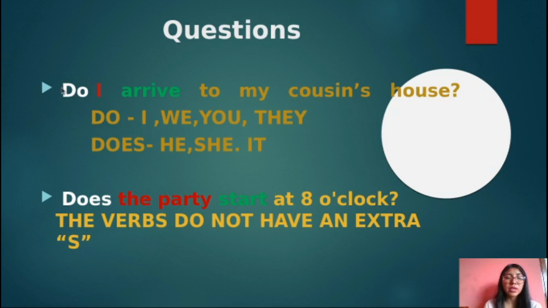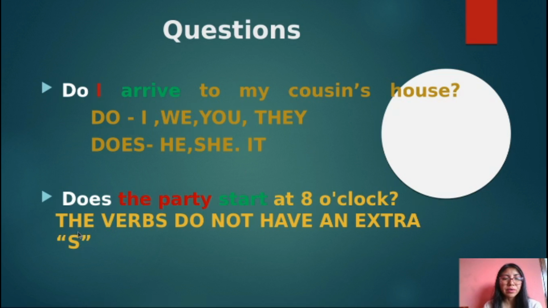We are going to use at the beginning part do or does. Then we are going to use the subject. Okay, in this case the party. Remember, we are going to use does according to the subject. Then I am going to use the verb, and at the final part we are going to use the complement and the question mark. Okay, don't forget to use the question mark. Okay, that is an important part of the questions.